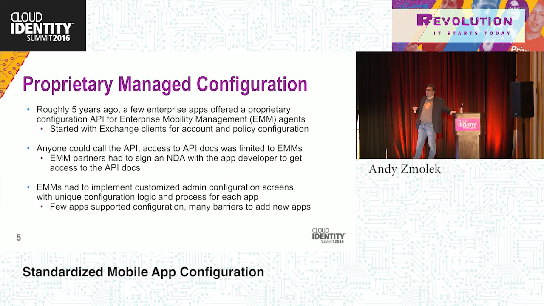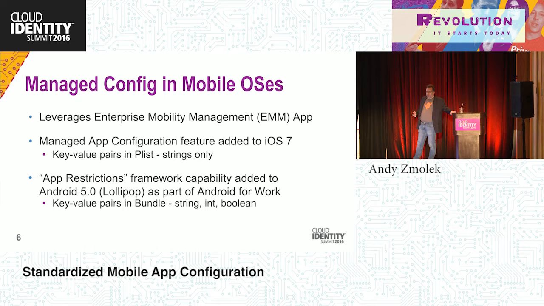If every enterprise app that had something that needed to be configured did their own special SDK, and EMMs then had to implement on their clients dozens and now hundreds and maybe thousands of these special SDKs, it just wouldn't work. So what we started seeing, starting in iOS 7, there's a key value pair-based solution that was in a plist that's called Managed App Configuration. Only an enterprise mobility management partner could access this API. That was the very first time this showed up in an OS.